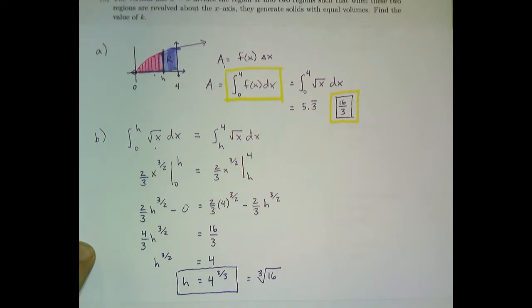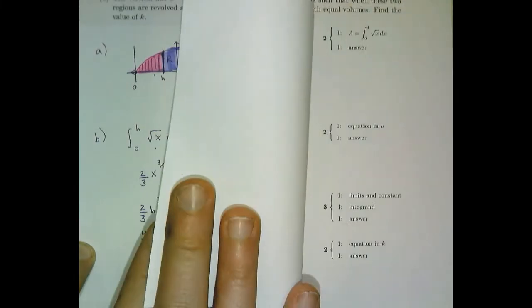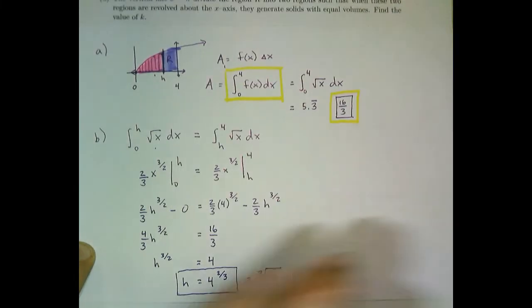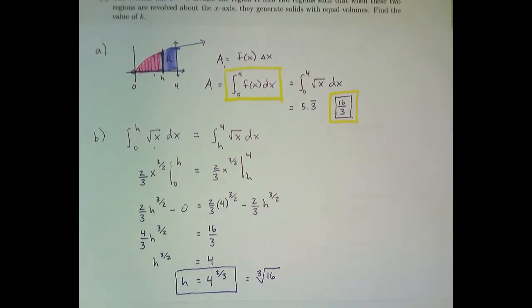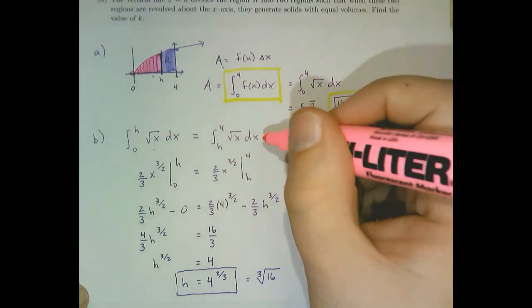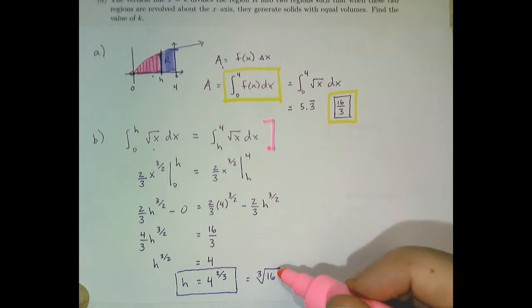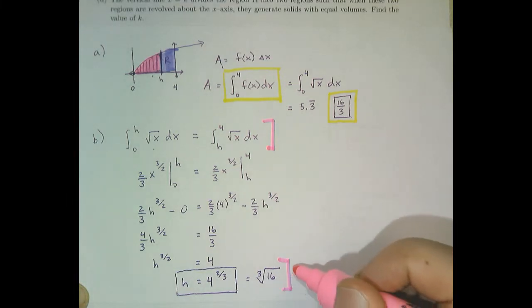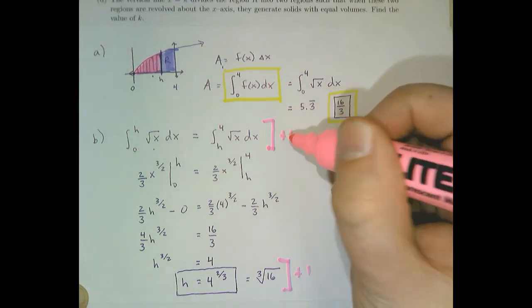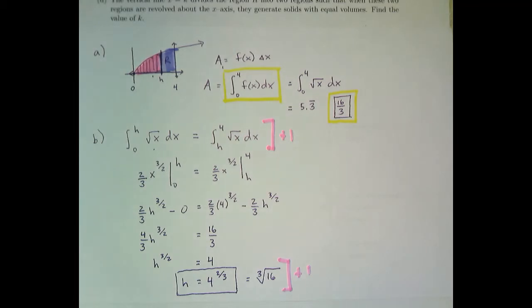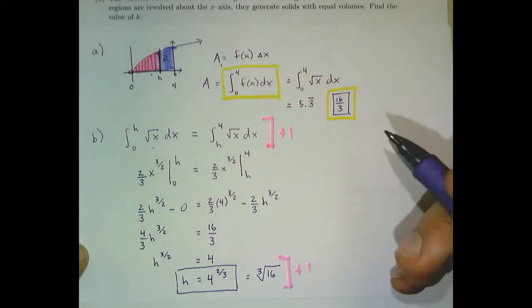The grading for part B, I have the key down here: equation in h and the answer. So setting up the equation in h is worth 1 point, and finding the answer is worth 1 point. Now, this is not the only approach. There's a slightly different approach that you could have taken.